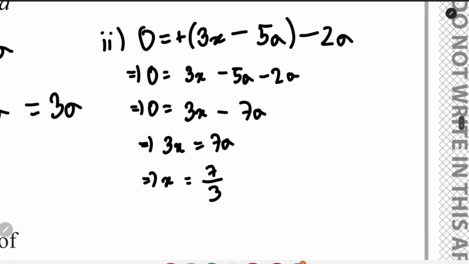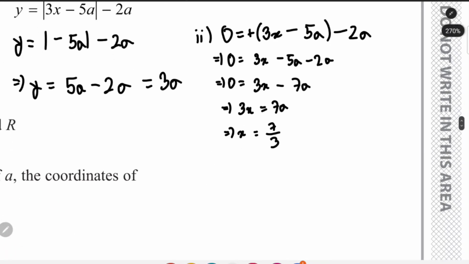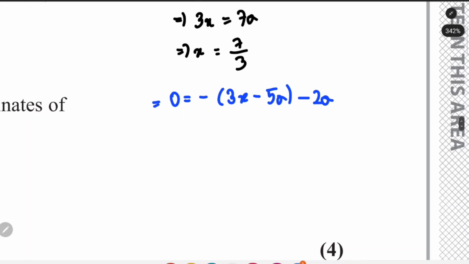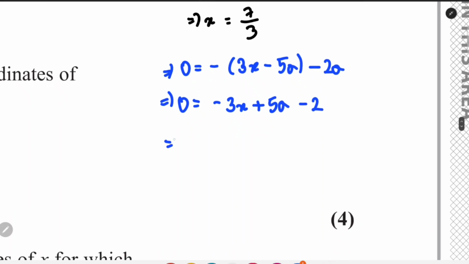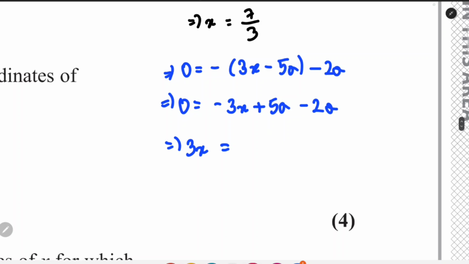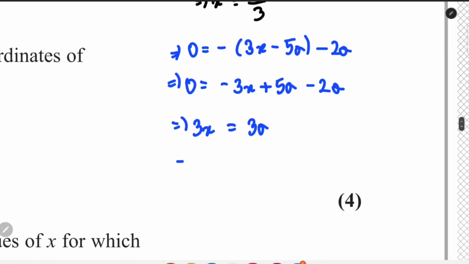Or we can have a minus over here. If that happens, we get 0 equals minus 3x minus 5a minus twice a. If we solve this, we'll get minus 3x plus 5a minus 2a. Move the 3x to the left, and on the right we are left with 3a. So x will be equal to 3a by 3, and x will be equal to a.